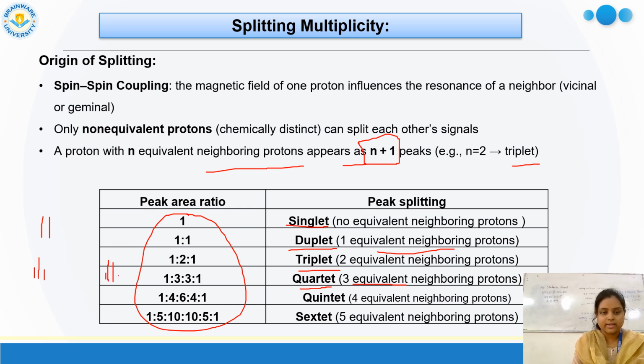1 is to 3 is to 3, and then 1. Likewise, the intensity will change. So the splitting multiplicity depends totally on the neighboring protons. If there is 1 neighboring proton, then 1 will be added. That means n plus 1. If n number of neighboring protons are there, then obviously we'll get n plus 1 number of lines in a single signal.